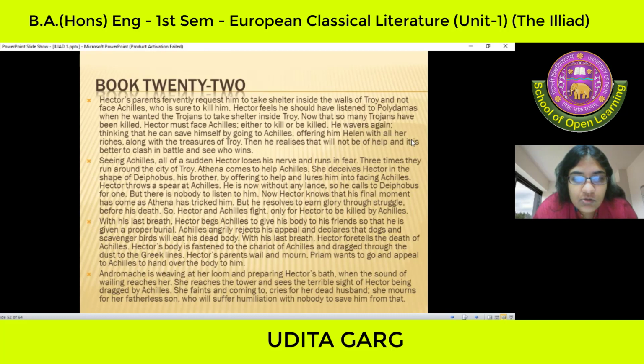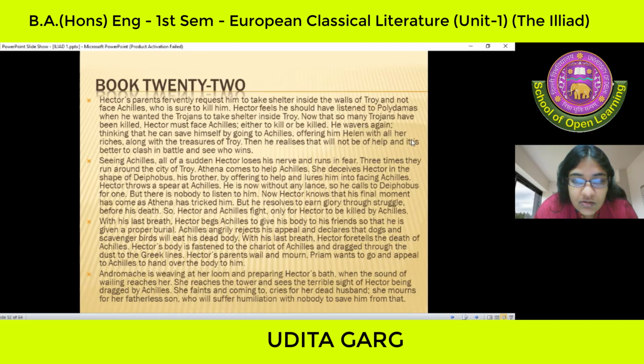Right? So we were talking about how glory is important, and although Hector now knows that his fate has brought him here and he's about to get killed, he starts to understand that he will fight for his glory through struggle. So Hector and Achilles fight, only for Hector to be killed by Achilles. With his last breath, Hector begs Achilles to give his body to his friends so that he is given a proper burial. Achilles angrily rejects his appeal and declares that dogs and scavenger birds will eat his dead body. With his last breath, Hector foretells the death of Achilles.